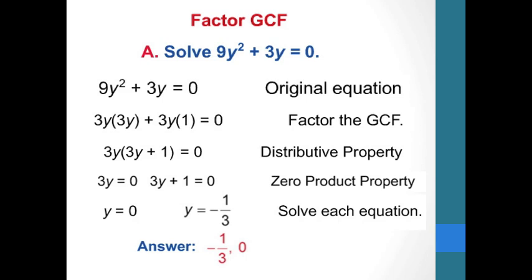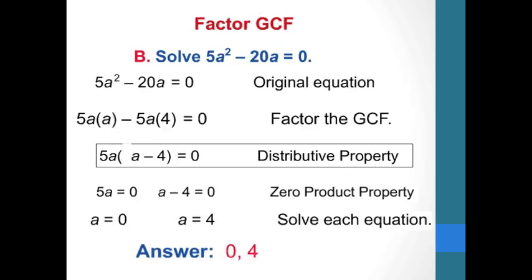Here's another example where I find out what they have in common, which is 5y, and then I end up with a minus 4 on the inside. When I do the zero product property, it ends up with 0 and 4 as an answer.